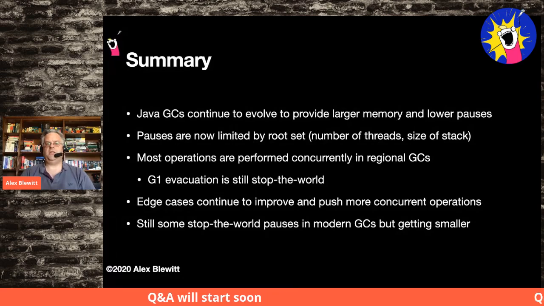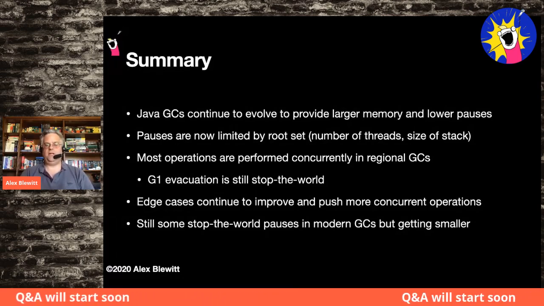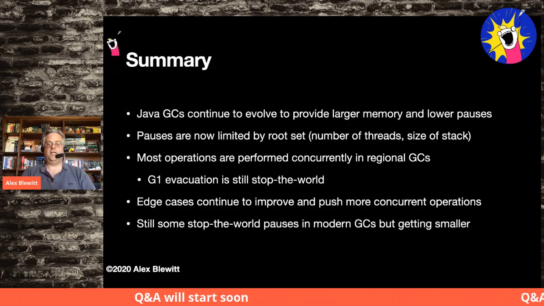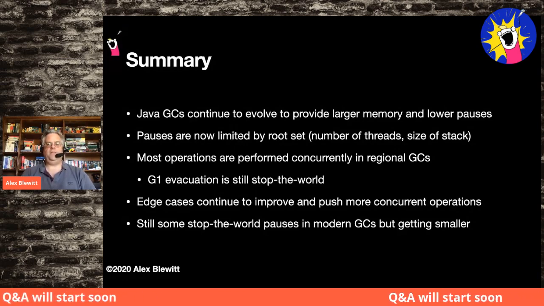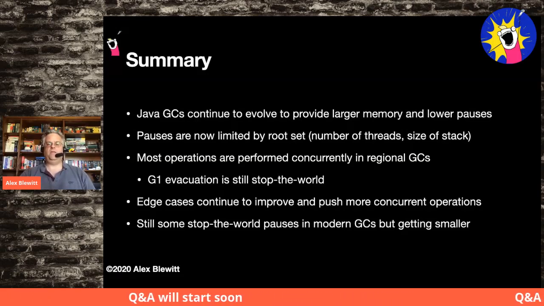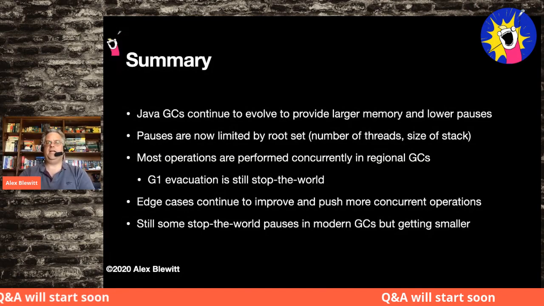And most operations are performed concurrently in these regional GCs, although in G1, both the young and the evacuation phases in the old region are still stop the world, which is why G1, although performant, doesn't have the same low pause times that either Shenandoah or ZGC have. And there are edge cases that continue towards more and more concurrent operations. And although there are still some stop the world pauses, they are getting smaller.